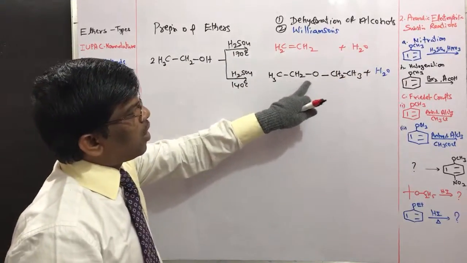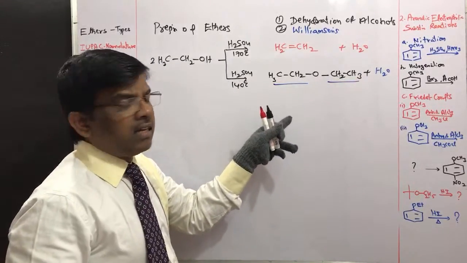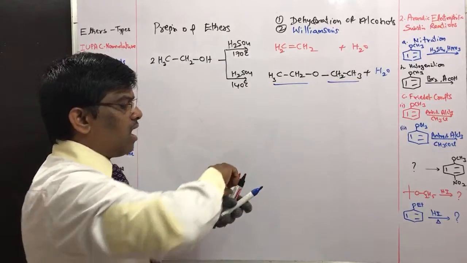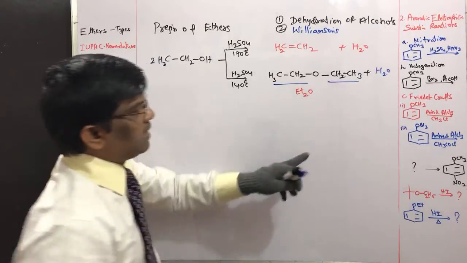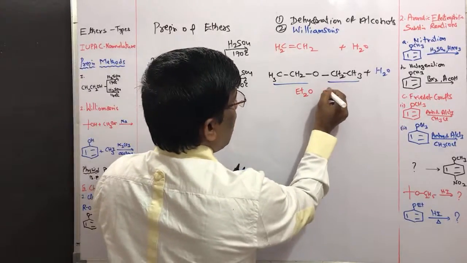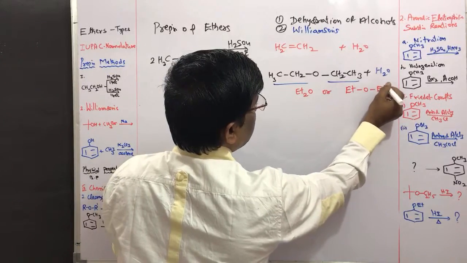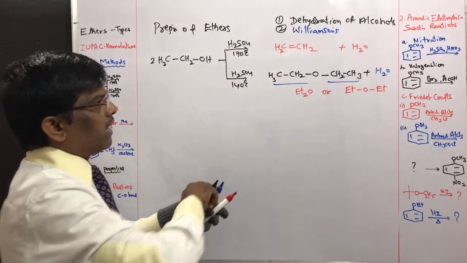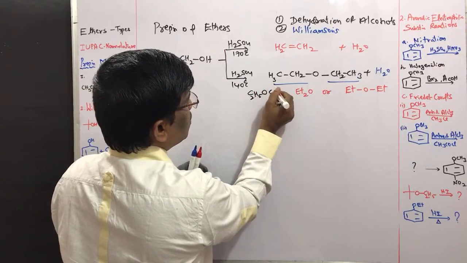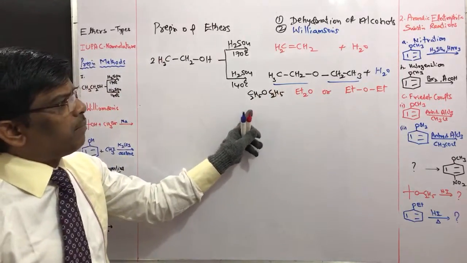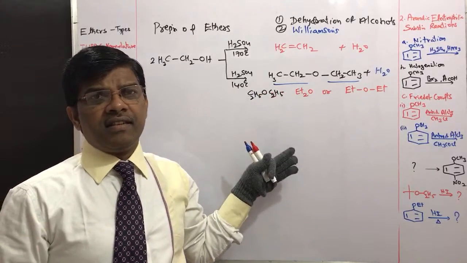Dear students, this molecule is diethyl ether, or I can name it as ethoxyethane, or the usual way of writing this is diethyl ether, or I can write it as Et-O-Et, or I can write the same compound as C2H5-O-C2H5. These are all the usual methods of representing diethyl ether, which is a common solvent used in organic synthesis.